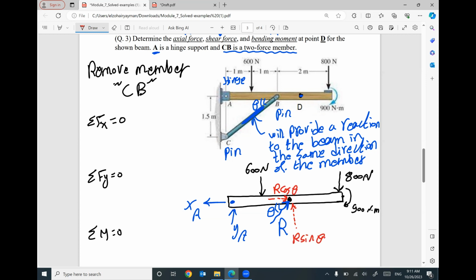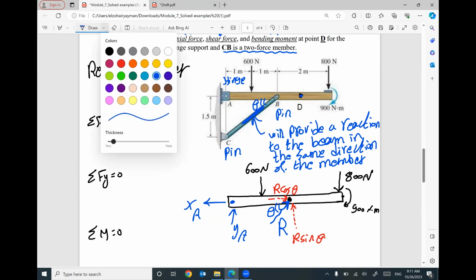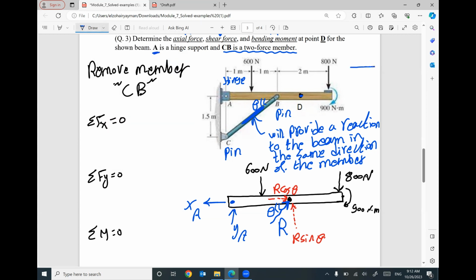And also keep in your mind that this angle theta will be inside this right angle triangle. This horizontal distance is 2. This vertical distance is 1.5. So the hypotenuse, I think, will be 2.5. Let me check. 4 plus... yes, 2.5.